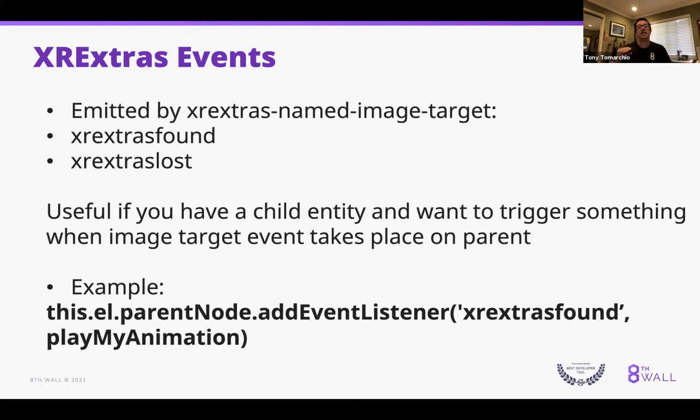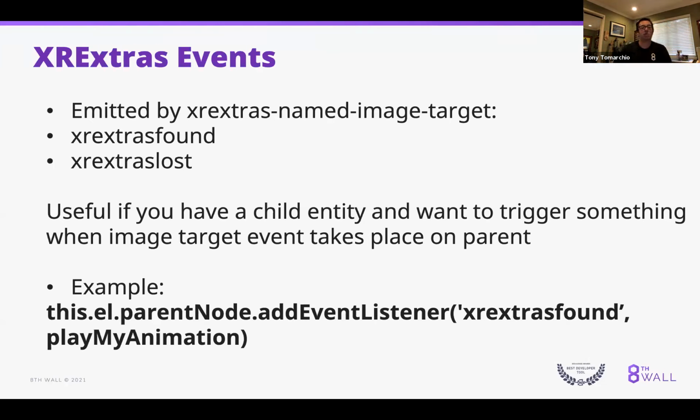If you have a child entity and you want it to know when something happens specifically to its image target parent, right? Maybe the 3D model wants to know when the model image target is activated, but it's not going to care if the other image target that is spawning a video gets triggered, right? So these events are actually emitted by the XRExtras named image target entity in the scene. So this is really useful, again, if you have a child entity and you want to trigger something based on when an image target event takes place on its parent.